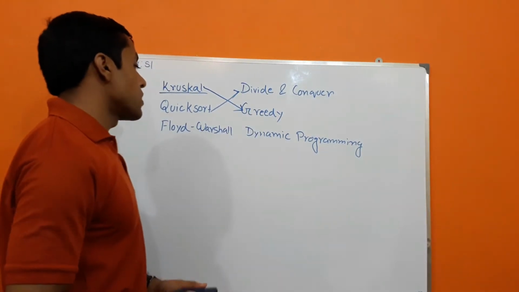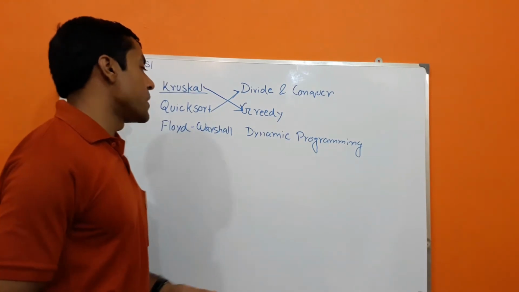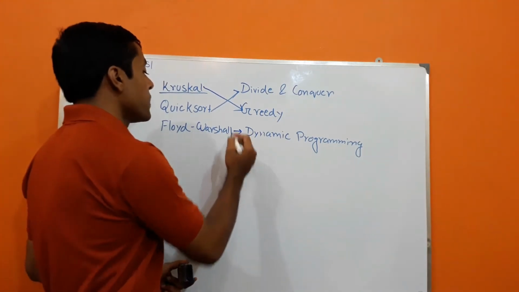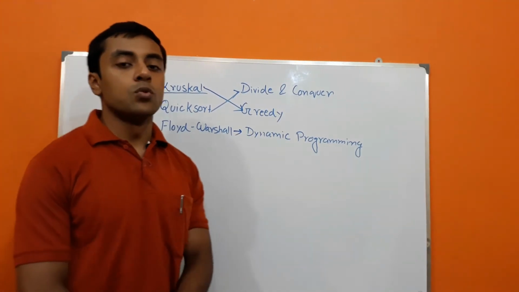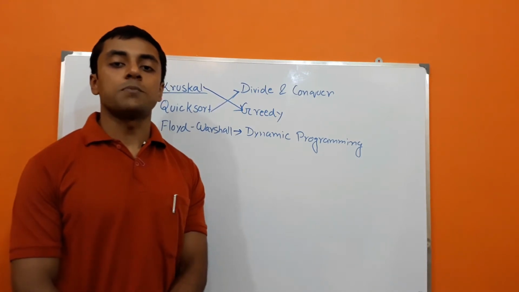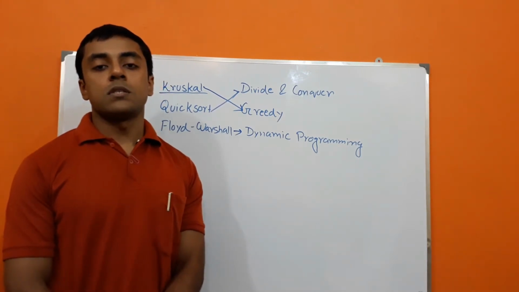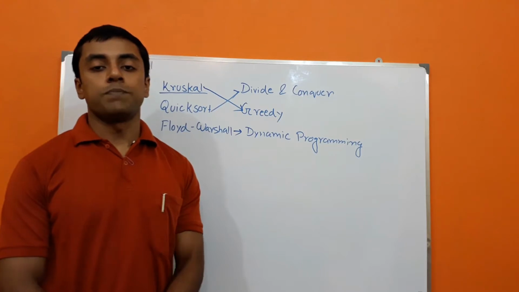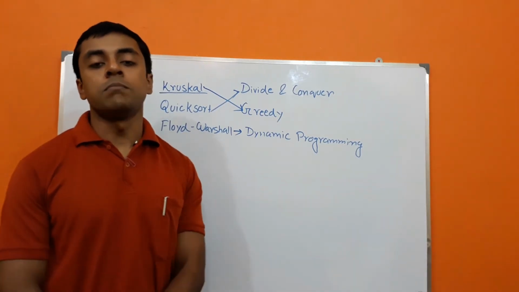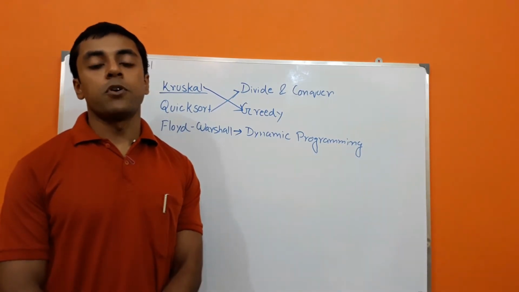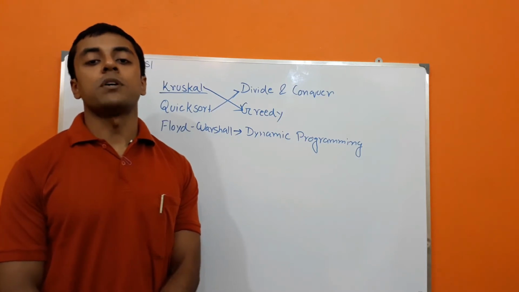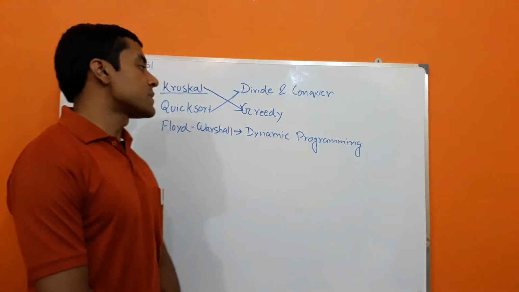Now the Floyd-Warshall, obviously one option is remaining. It is nothing but dynamic programming. Floyd-Warshall algorithm is used to determine the all pair shortest path problem. So this algorithm uses a dynamic programming approach to solve the all pair shortest path problem. So what is the answer?